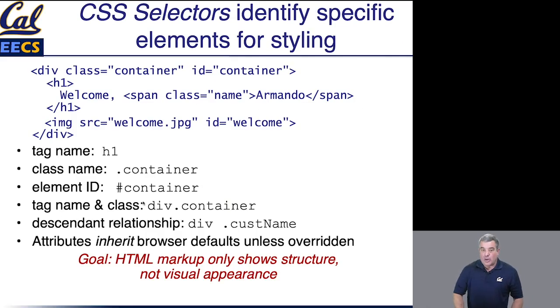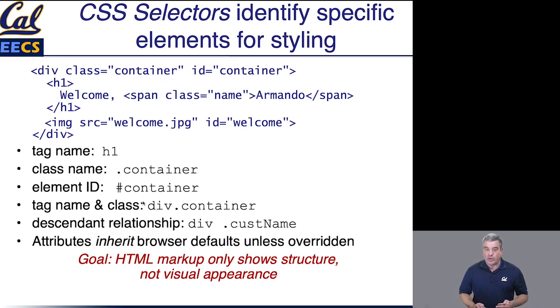So how do we associate elements in an HTML document with style information in CSS that describes how to display those elements? Here, I've given a little snippet of HTML to give you an example of different ways to do it. And this is exactly what we're talking about when we talk about CSS selectors. A selector is just a way of naming some subset of elements in an HTML document so that you can apply some style information to them.